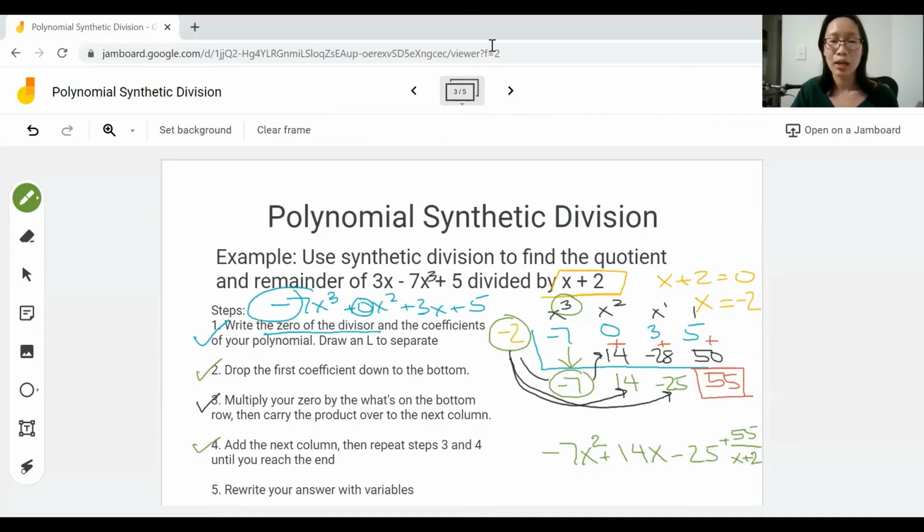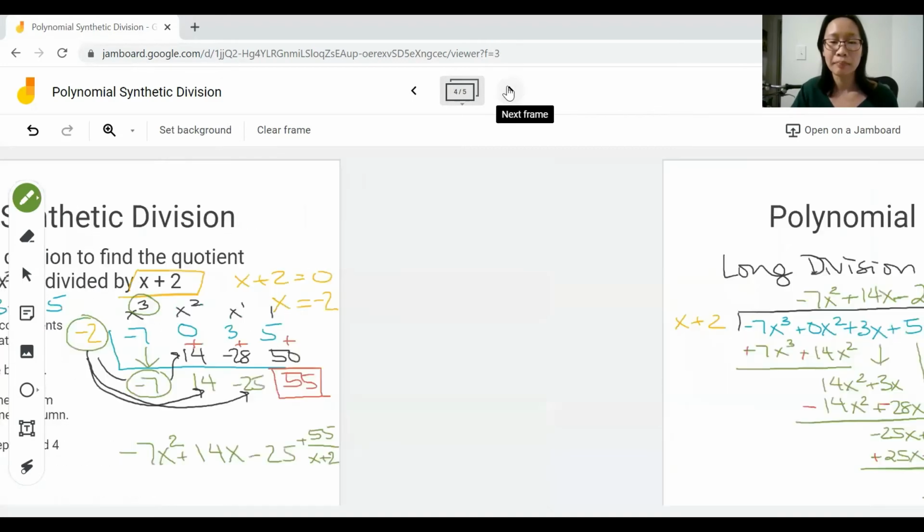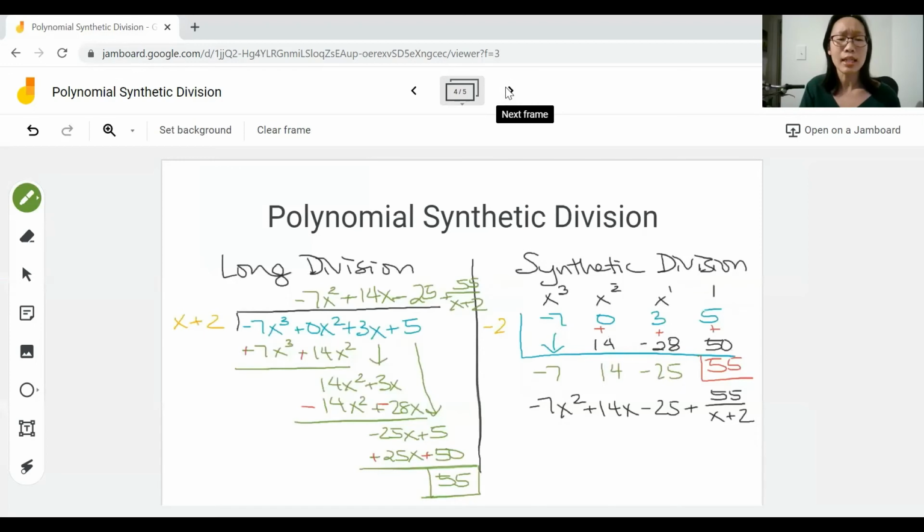Let's compare this with long division. So you can see that if I use long division, I get the same answer. It's negative 7x squared plus 14x minus 25 plus 55 over x plus 2.